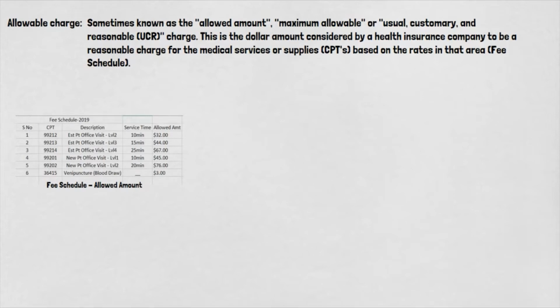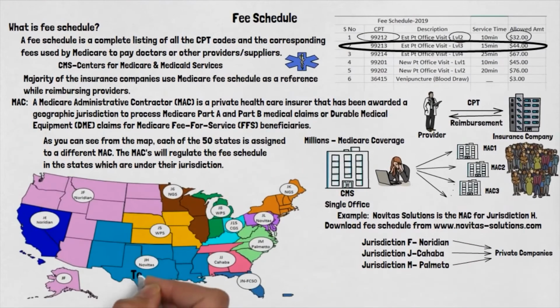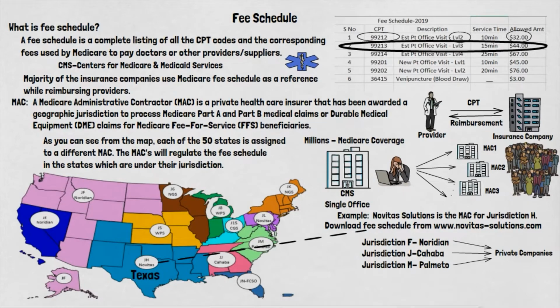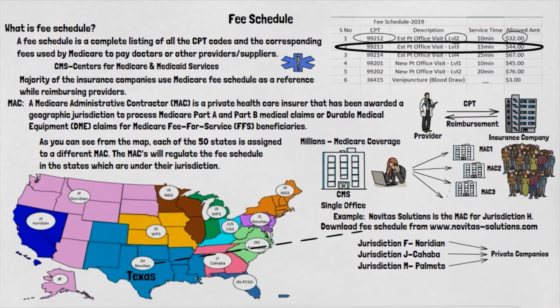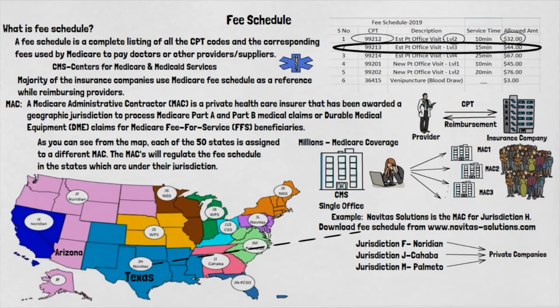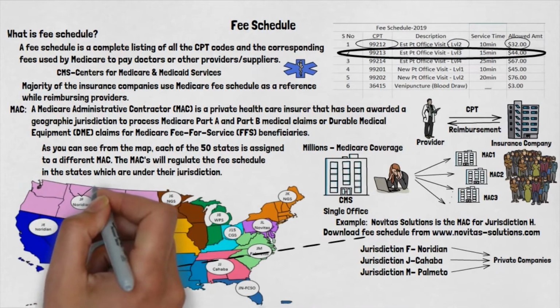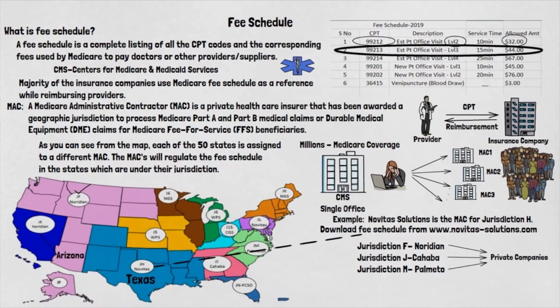Now, when setting up the doctor's practice in the billing software, based upon the state in which the provider is located, the billing office is going to download the fee schedule from that corresponding MAC website. Let us assume the provider's office is located in the state of Texas. Then the fee schedule will be downloaded from Novitas's website.